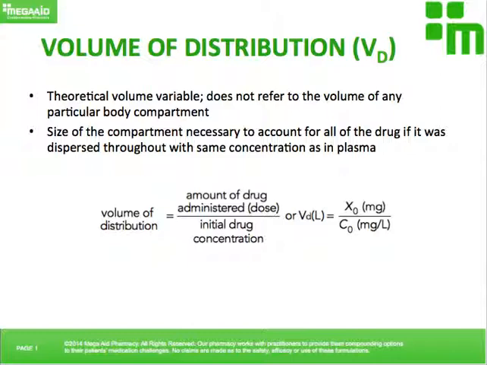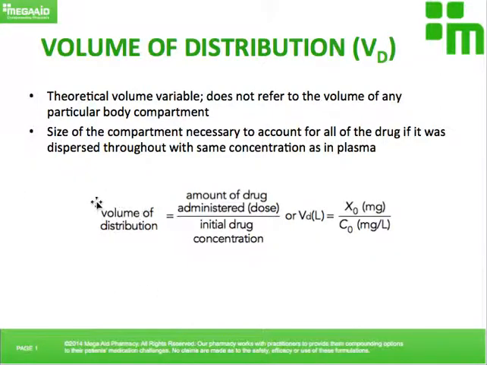So just to reiterate what we talked about before, this is a theoretical volume variable. It's not like an actual volume of any compartment, like a volume of your leg or your arm or your GI system. Instead, it represents the size of the compartment that's necessary to account for all of the drug as if it was dispersed throughout with the exact same concentration as it is in plasma.